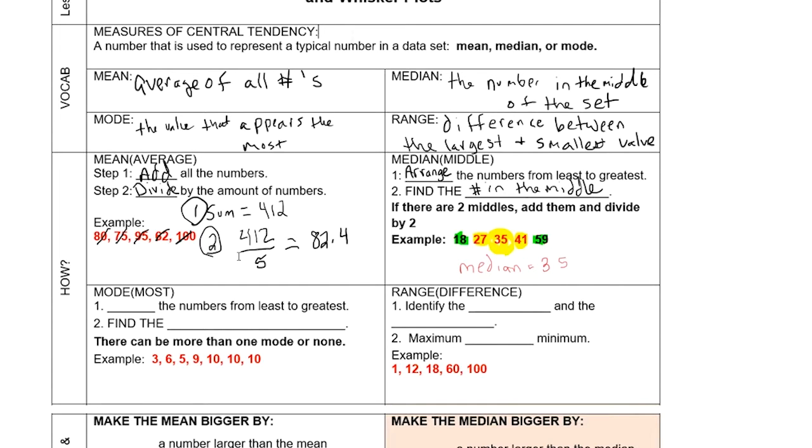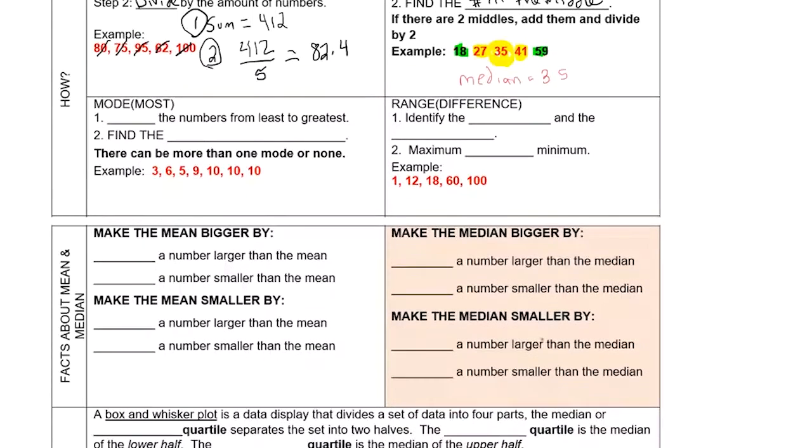All right, let's talk about the mode. The mode is the number. So we need to arrange the numbers from least to greatest. Find the number or value that appears the most. There can be more than one mode or none. So let's take a look. 10, 10, and 10. So 10 appears the most. So our mode equals 10.